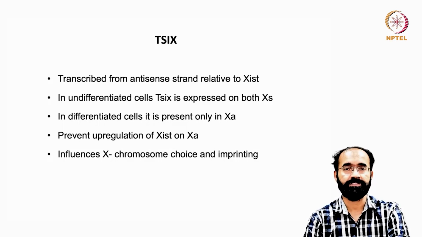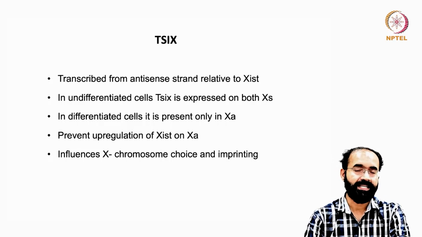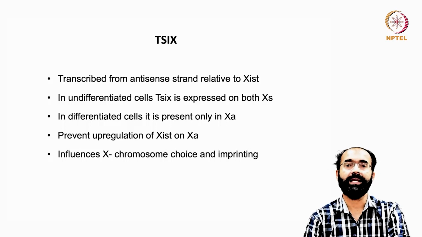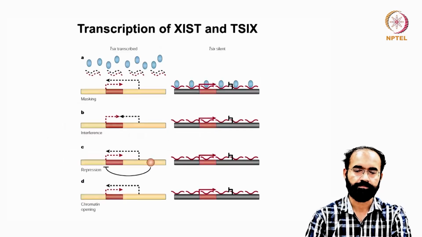Even if Tsix is expressed, that doesn't mean that Xist cannot express. The moment Xist expresses, that also will be vulnerable to compaction. So Tsix makes sure that it does not allow any Xist to coat onto the DNA. So it will prevent the upregulation of Xist on the active X chromosome, XA. So Xist should not be expressed in a Tsix-expressing chromosome, and it influences X chromosome choice and imprinting. So Tsix also can decide whether or not a given X chromosome should be active or inactive, so it can decide the choice of chromosome for imprinting purposes.